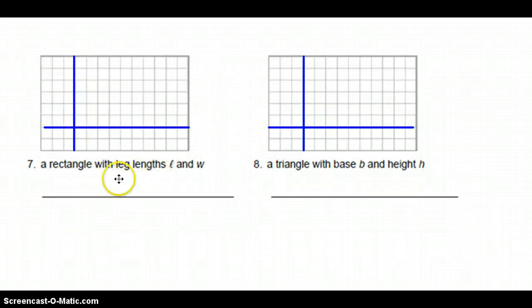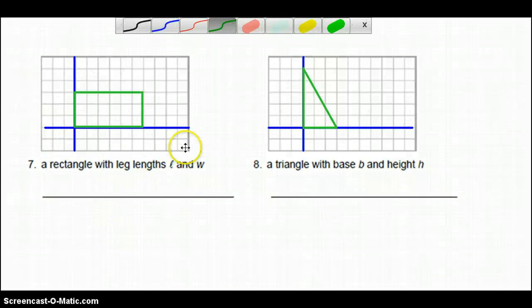So why don't you take a moment to try and position rectangles with leg lengths L and W, and a triangle with base B and height H. Remember, we can still use a right triangle as long as one leg is called the base and the other leg is called the height. Okay, your figures might look a little bit like this. Again, they may not be exact, but your coordinates can still be the exact same thing that I have.